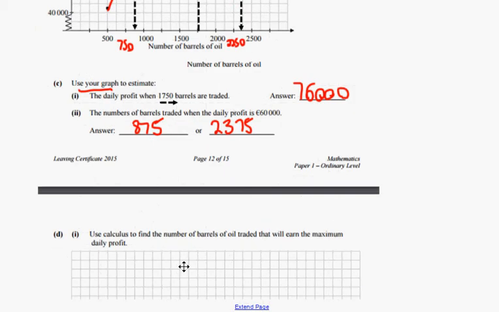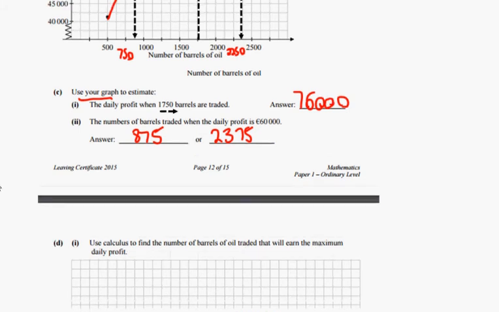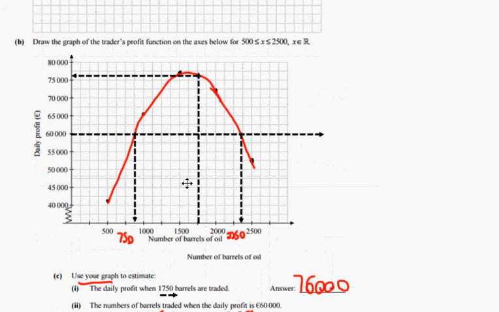Use calculus to find the number of barrels of oil traded that will earn the maximum daily profit. Where do you think the maximum occurs, guys? What would be a ballpark range for your maximum? Somewhere in here, yeah? So you're expecting the x value somewhere between 1,500 and let's say 1,750, somewhere in that ballpark region. I haven't got a clue right now. I said this earlier, and this is the second time I'm saying this today. What can you be guaranteed about the maximum?